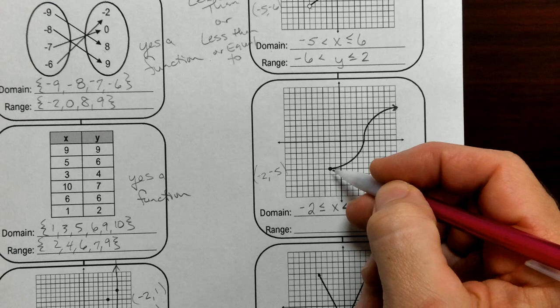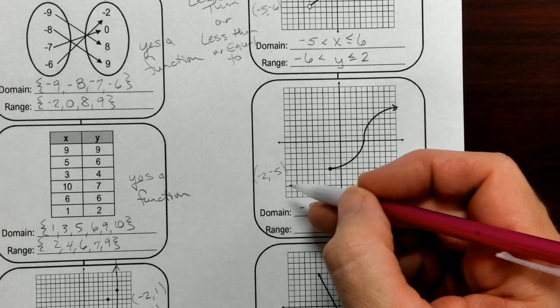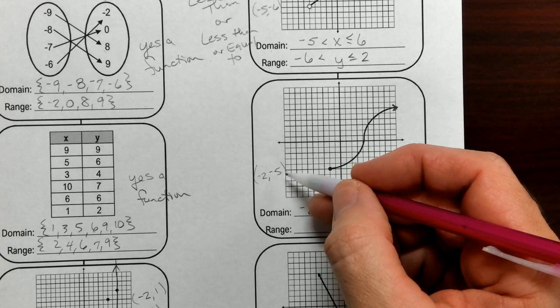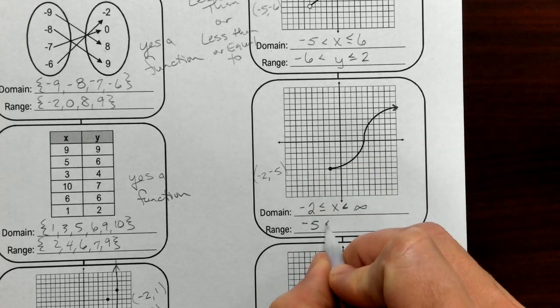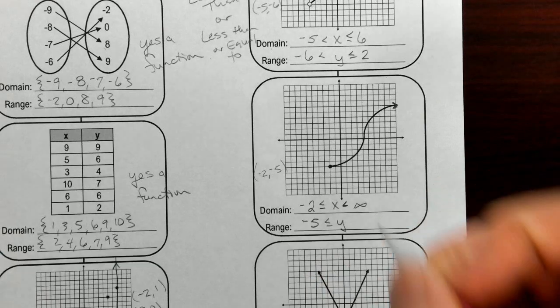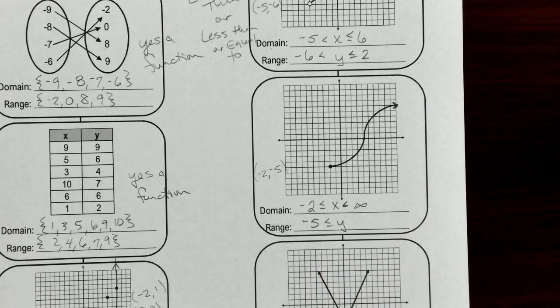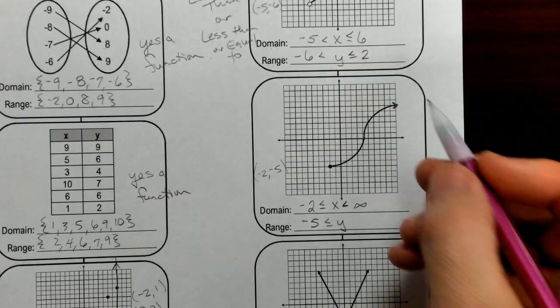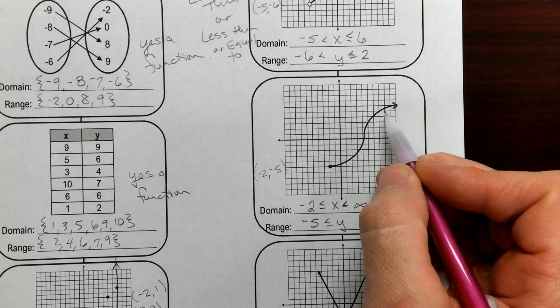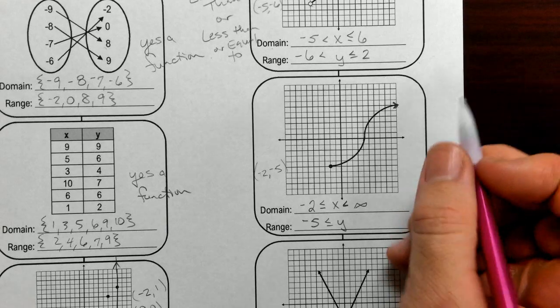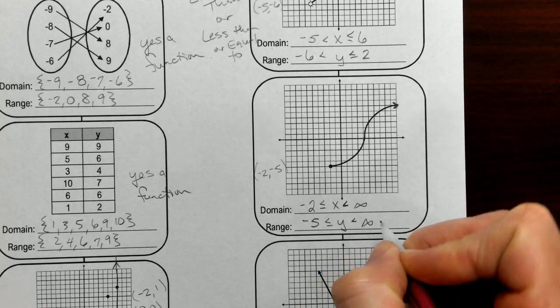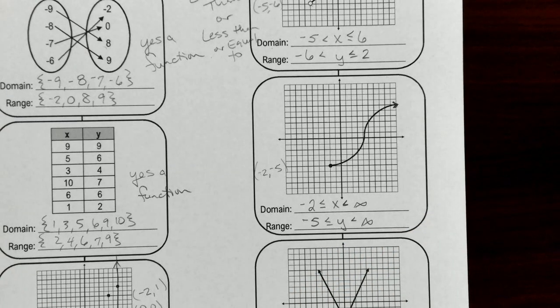The lowest point on the graph is right here. Again, the y value at that point is -5. It's a closed circle, so my inequality symbol is equal to. And then I'm looking at the highest point. The highest point on the graph has an arrow there, so that line is going to keep going up and to the right, all the way to infinity and beyond. So there's your domain and range.